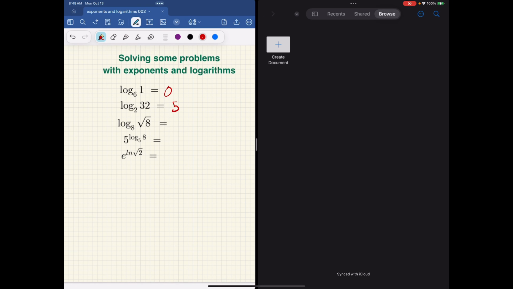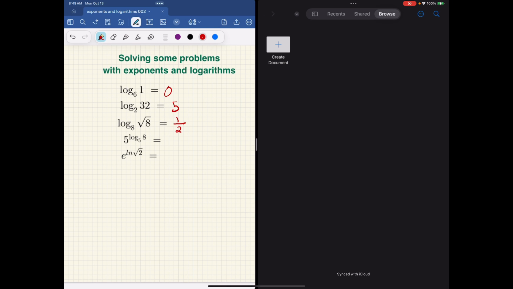The next one, log base 8 of the square root of 8. To what number do we have to raise the number 8 to get the square root of 8? Well, 8 to the 1/2 power equals the square root of 8. So log base 8 of the square root of 8 is 1/2.